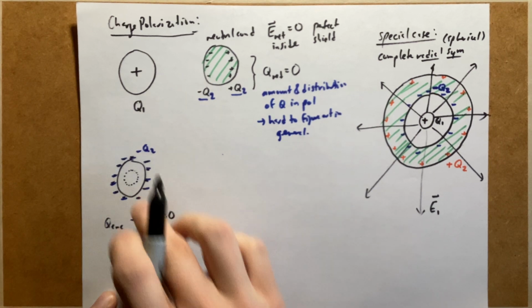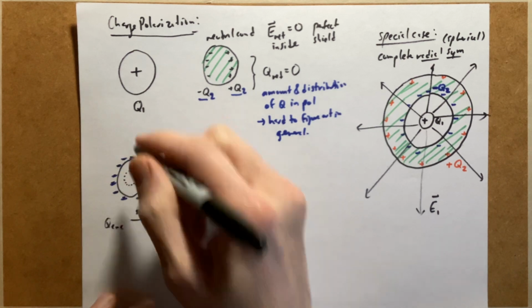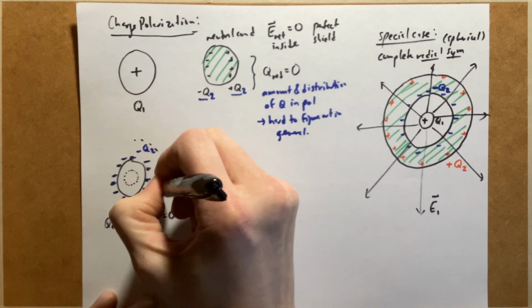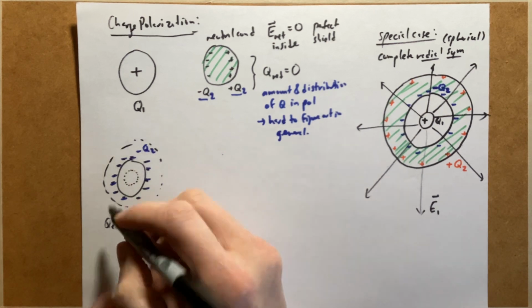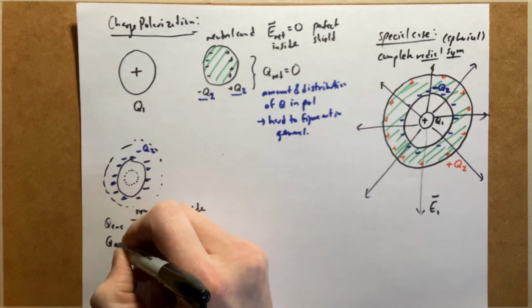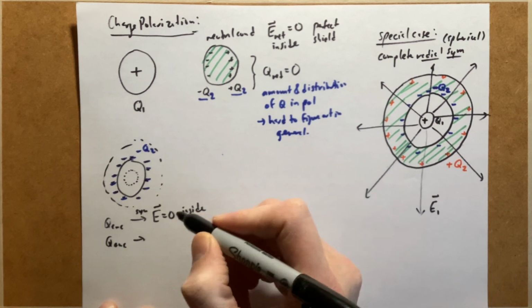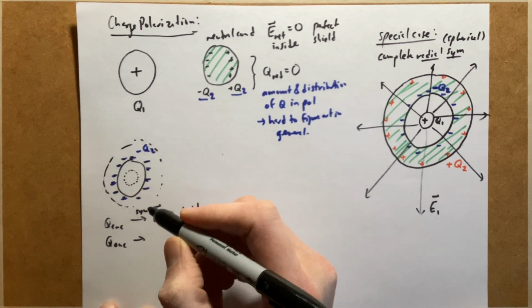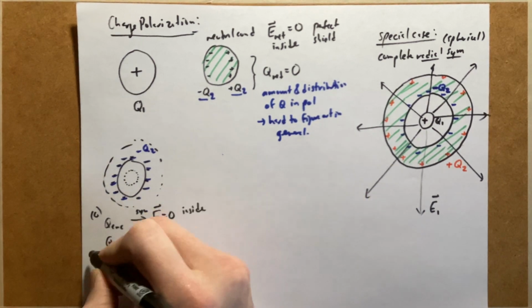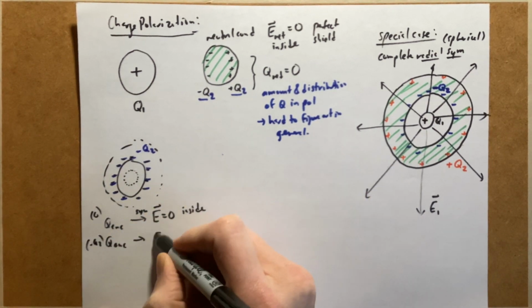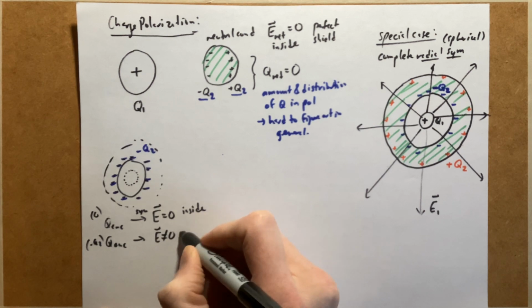Okay, so there's no electric field caused by this charge inside. Then outside, if we drop our Gaussian surface out here, Q enclosed is Q. Inside, the Q enclosed is 0, but on the outside, Q enclosed is minus Q2, and that of course leads to the electric field not being 0 on the outside.